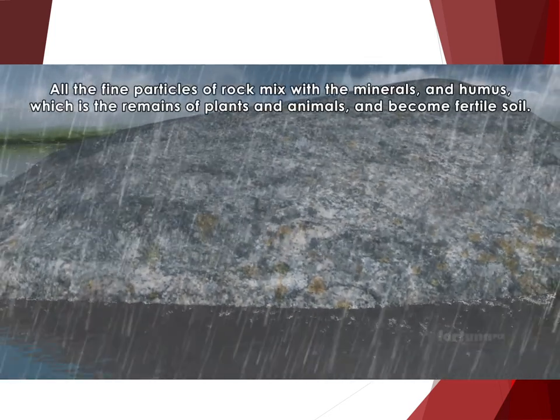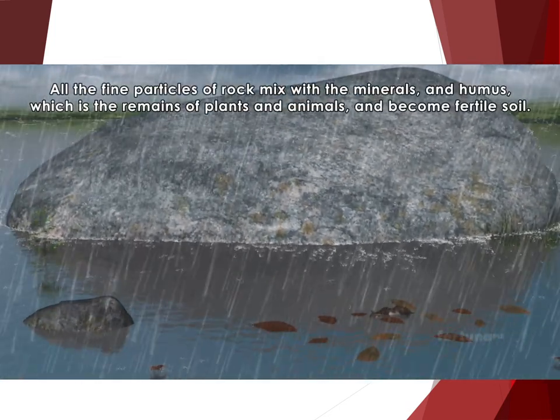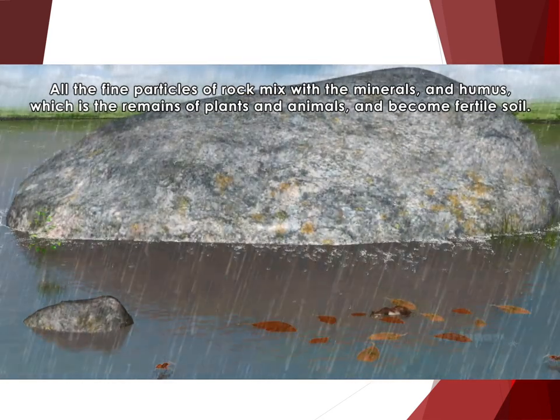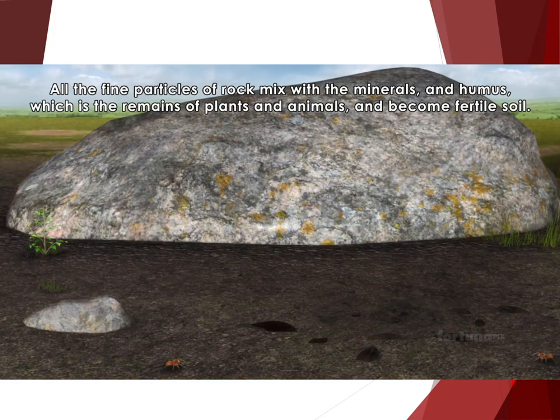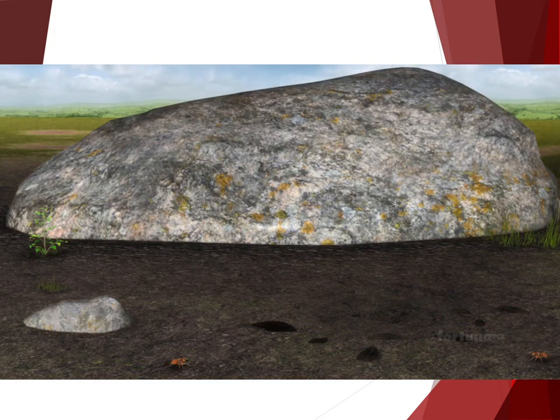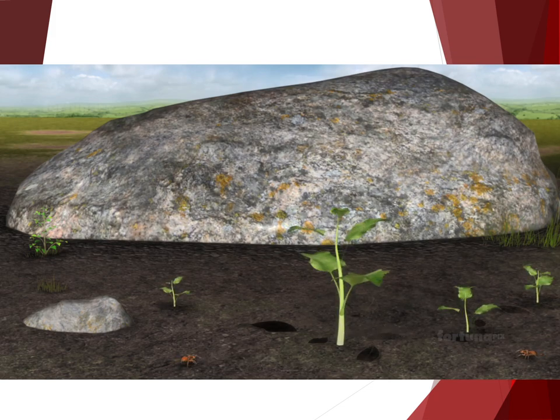All the fine particles of rock mix with the minerals and humus, which is the remains of plants and animals, and become fertile soil. Soil is important because plants and many insects live in it.